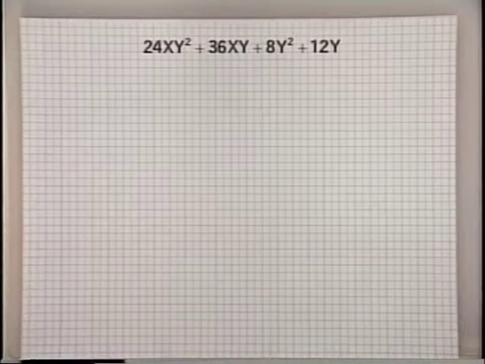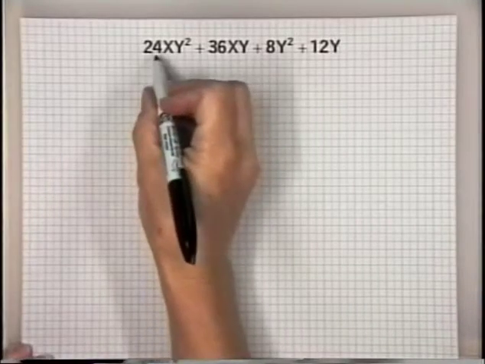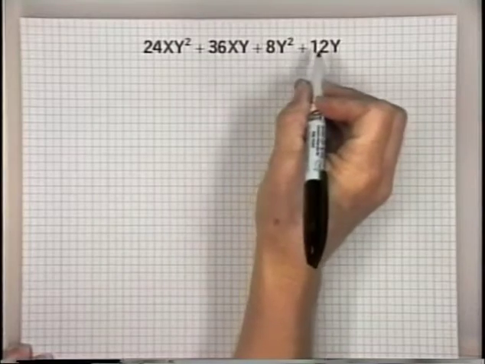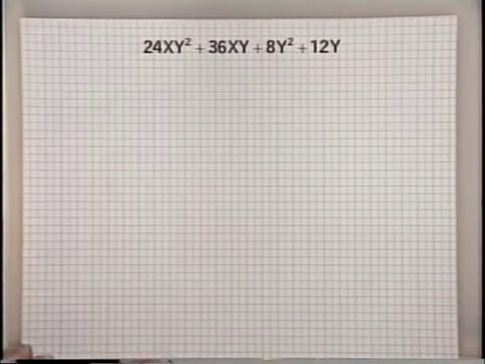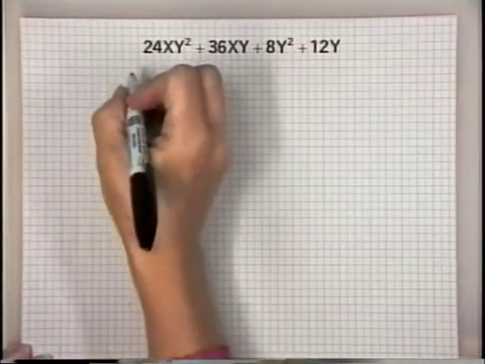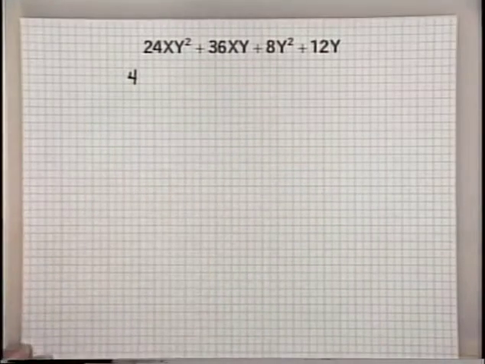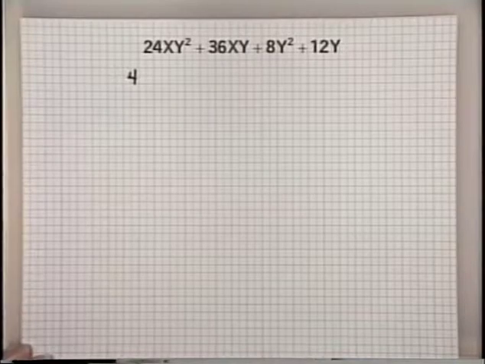24xy squared plus 36xy plus 8y squared plus 12y. Is there a common factor? Looking at all of these numbers, 24, 36, 8, and 12, I notice that I can divide all of these numbers by 4. So I know that 4 is a common factor here.